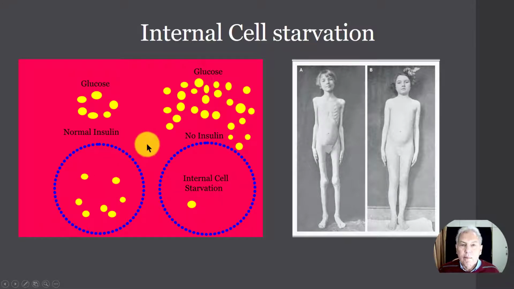Now, in a type 1 diabetic with no insulin, there's lots of glucose in the blood, you get hyperglycemia, but there's internal cell starvation. So this is what a type 1 diabetic looks like. This is a patient of Banting et al. in Toronto before and after they gave exogenous insulin.